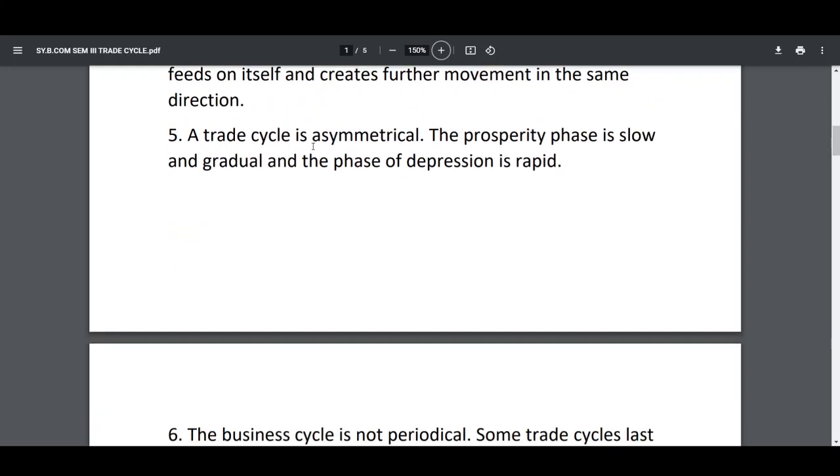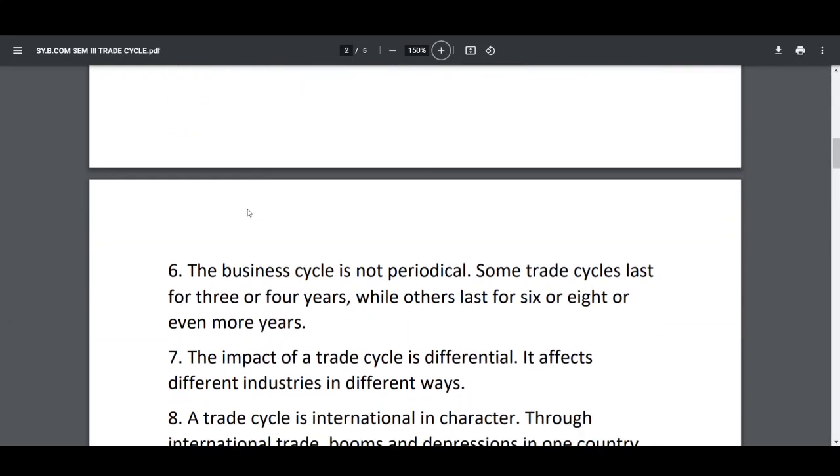Fifth, a trade cycle is asymmetrical, means not similar. The prosperity phase is slow and gradual, and the phase of depression is rapid. Sixth feature is that the business cycle is not periodical. Some trade cycles last for 3 or 4 years, while others last for 6 or 8 or even more years.